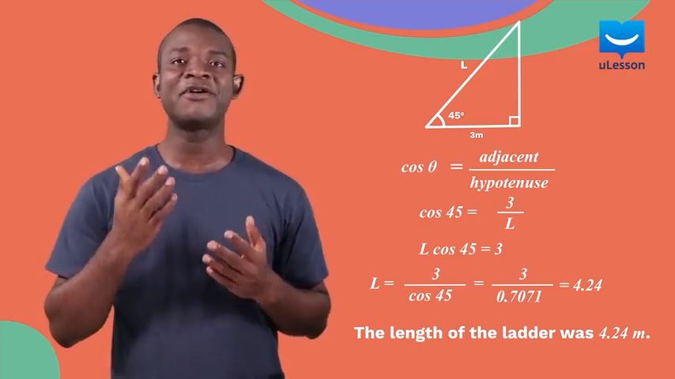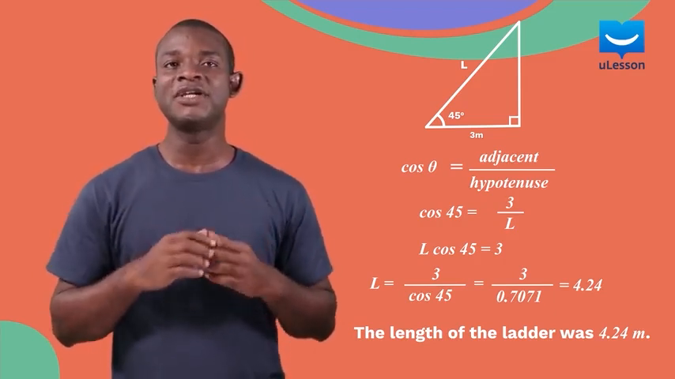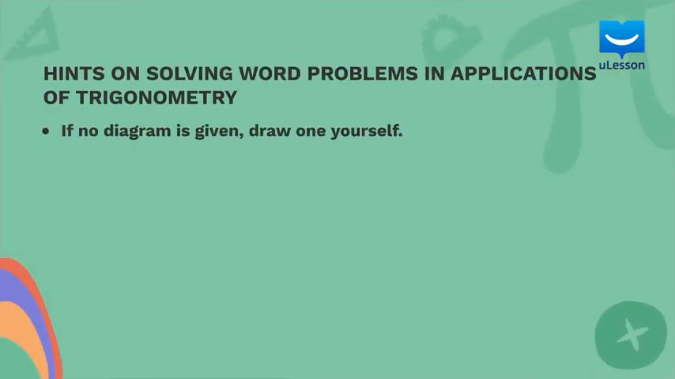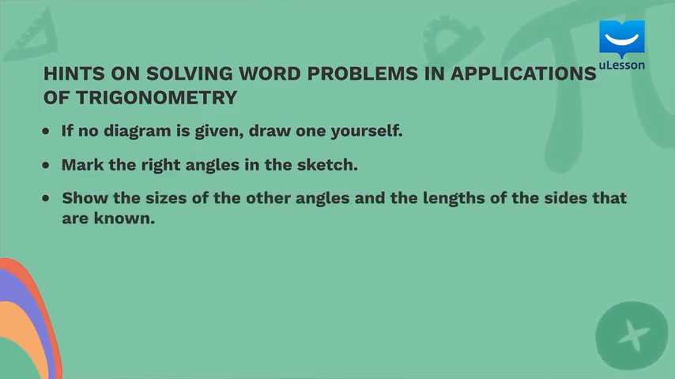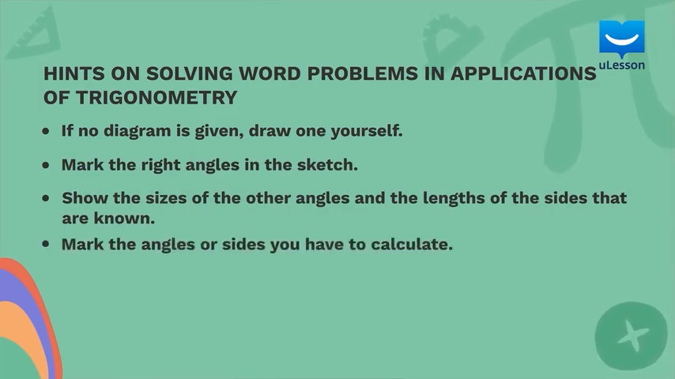That is how you apply your knowledge of basic trigonometry to an everyday problem. First, you sketch a diagram describing the given problem or situation if you are not given a diagram in the original problem. Next, you mark out any right angles in the sketch. Then, you show the sizes of other angles and the lengths of any sides if they are known. Then, you mark the sides and all angles you have to calculate.